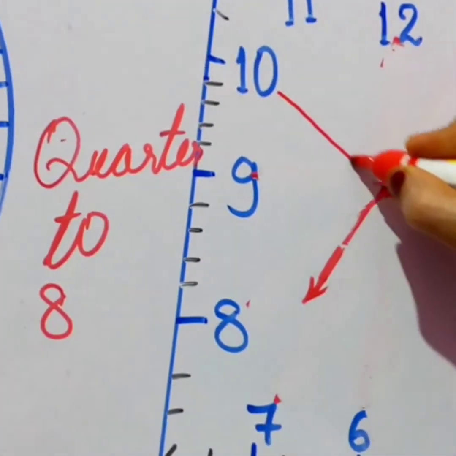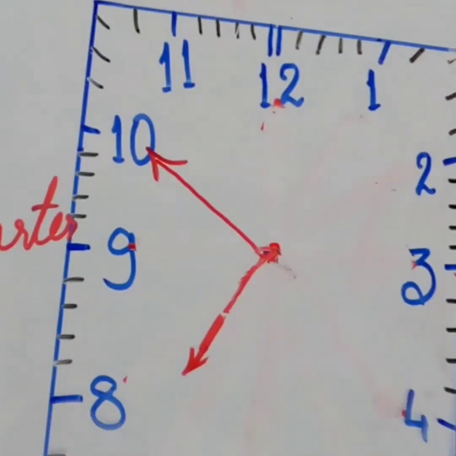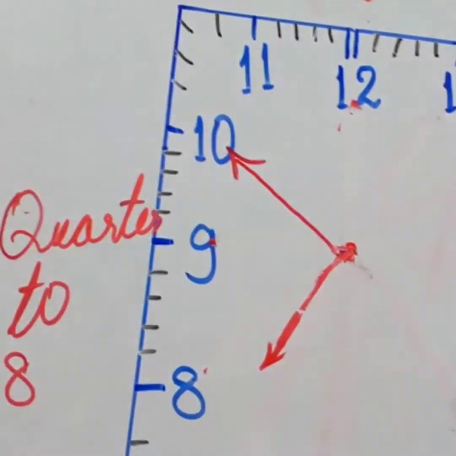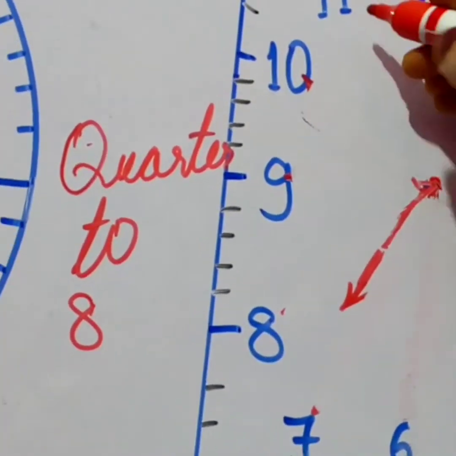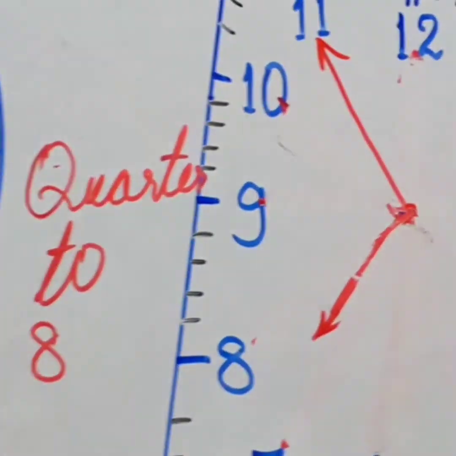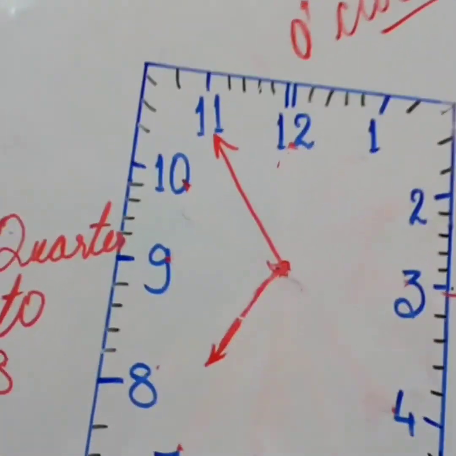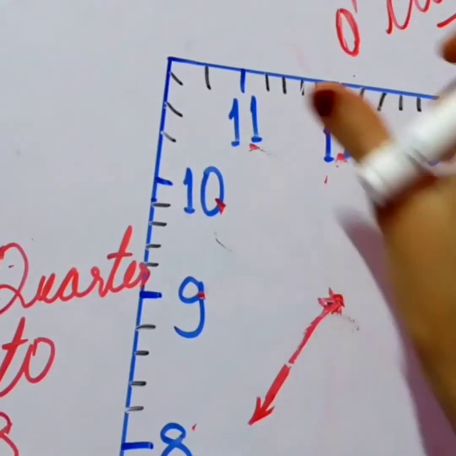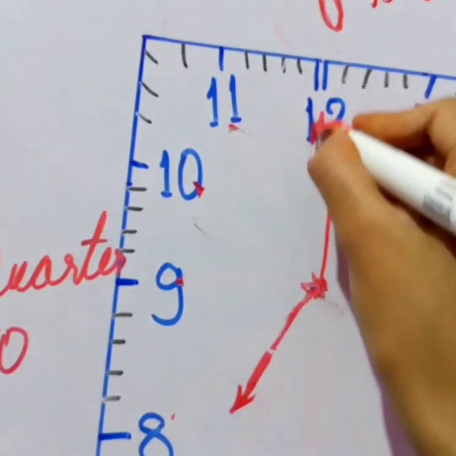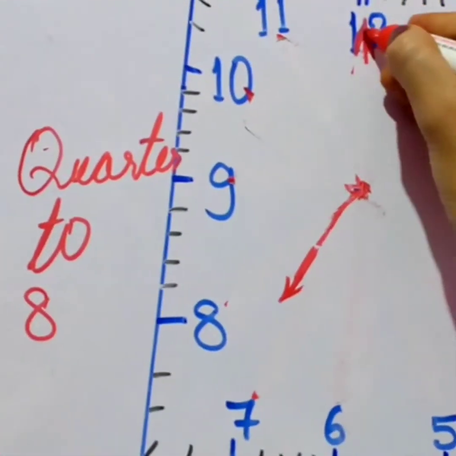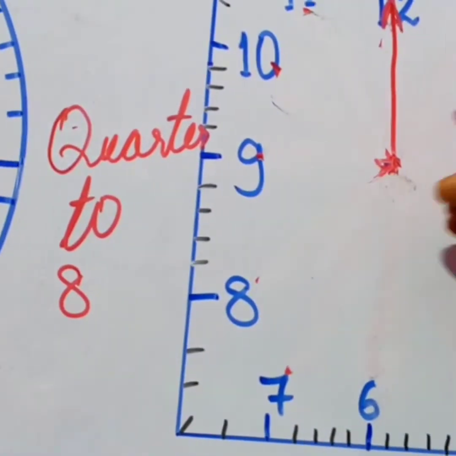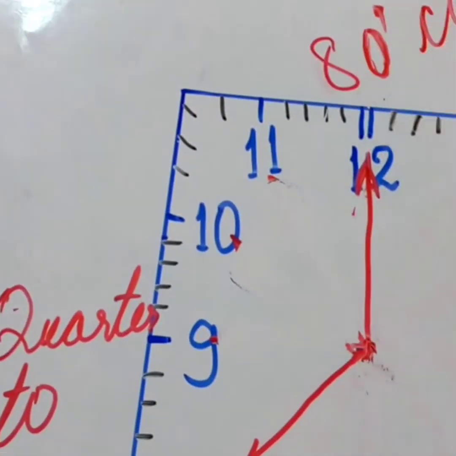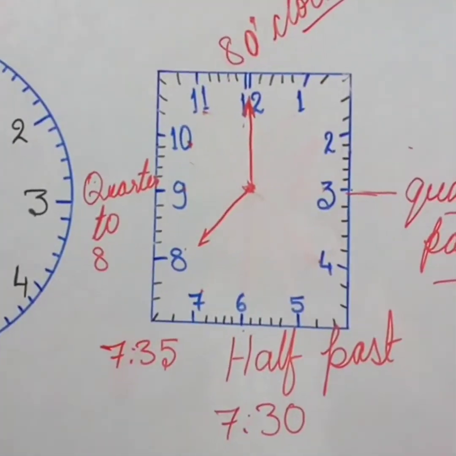Now if the long hand is on the 10, then it is said as 10 to 8. It means 10 minutes are left for 8 o'clock. Now if the long hand is on the 11, it is said as 5 to 8. It means 5 minutes are left for 8 o'clock. Okay, now when the long hand is on the 12 and the short hand is on the 8, it is written as 8 o'clock. Right? In this way, we will see the time.